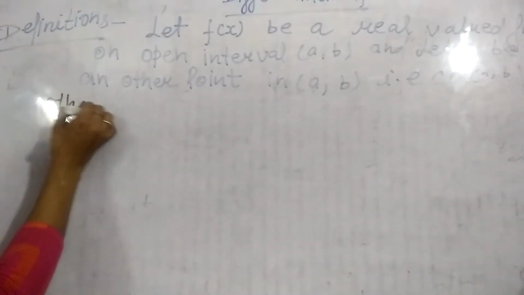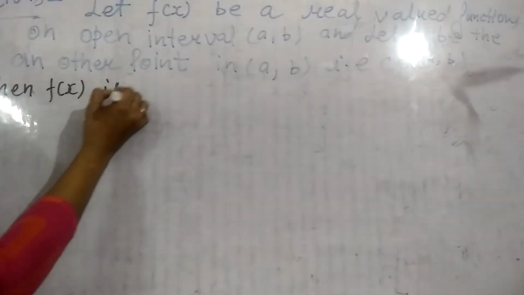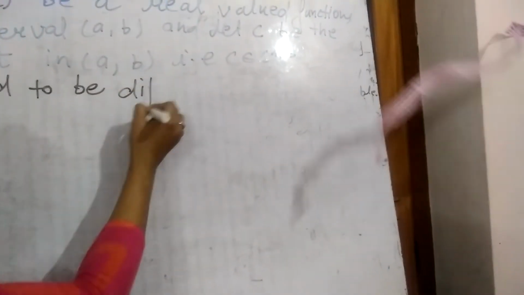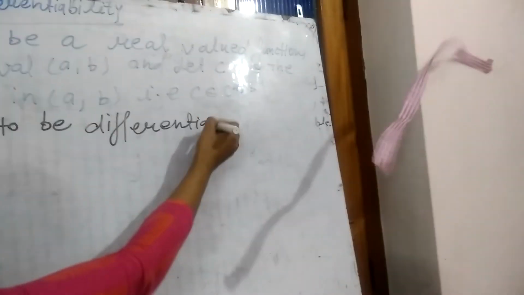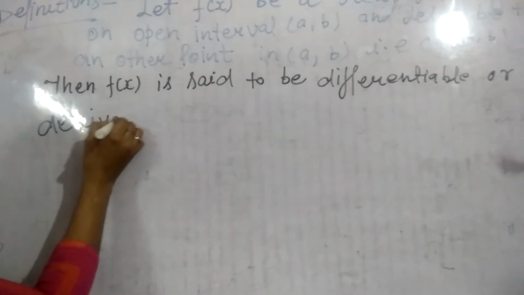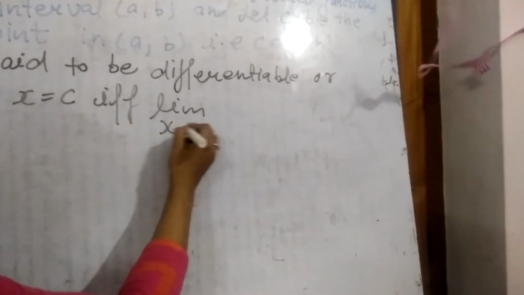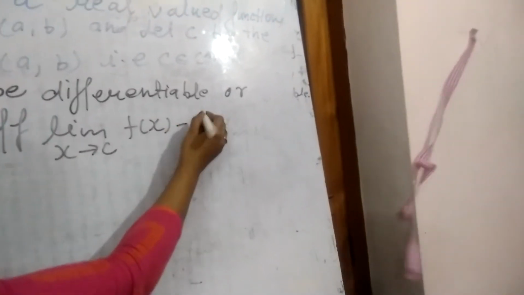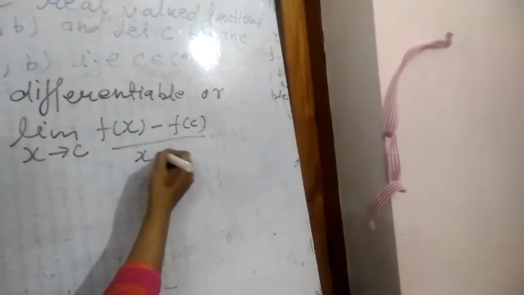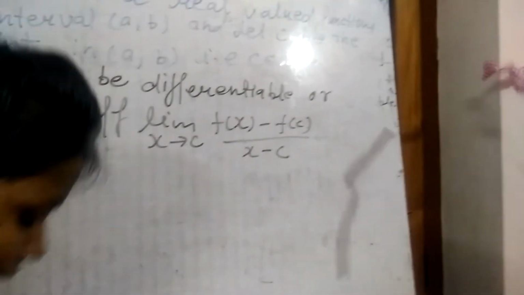Then f(x) is said to be differentiable or derivable at x equal to c if and only if the limit as x tends to c of (f(x) minus f(c)) upon (x minus c) exists finitely.